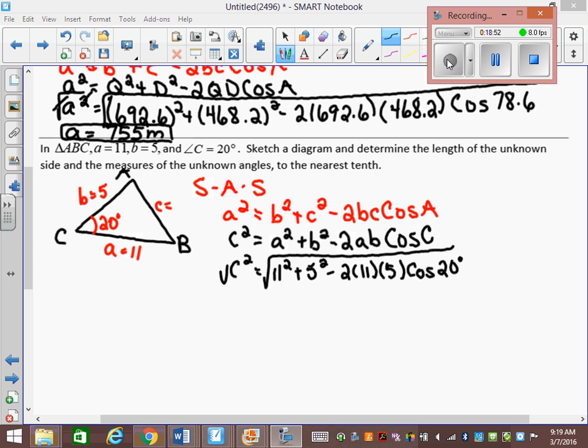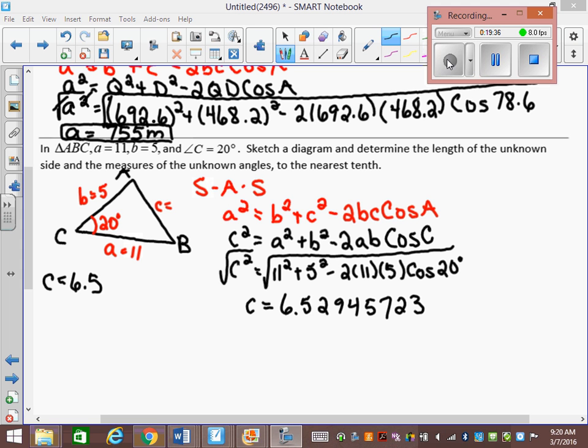And then I square root. Now I know it says unknown angles and sides to the nearest tenth. We can do that for the answer, but when we keep going, we don't really want to round. So square root of 11 squared plus 5 squared minus 2 times 11 times 5 times cos 20. And you should have gotten 6.529457723. If you keep 4 decimal places, that makes me happy, but you really should keep them all. The answer for C, then, side C, is going to be 6.5. We can write that over here because we know we need to have the length of the unknown side and the measure of the unknown angles.